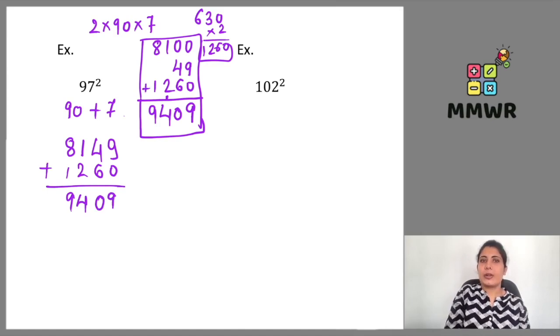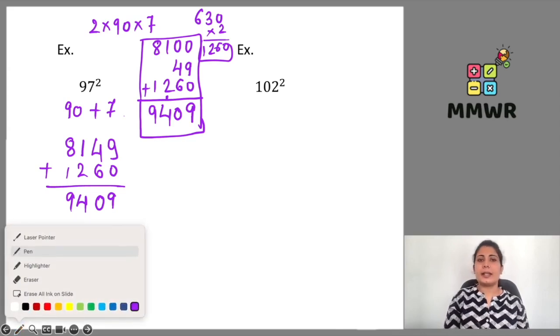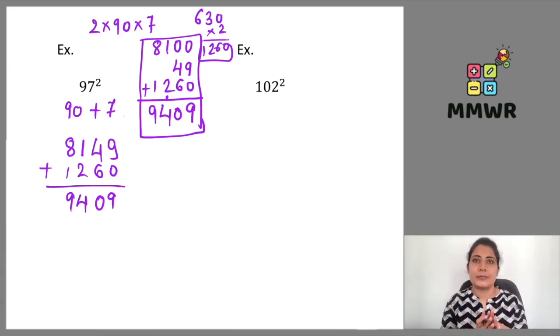9409 is the square of 97. I hope you are understanding this whole method. This is actually the time savior for us.